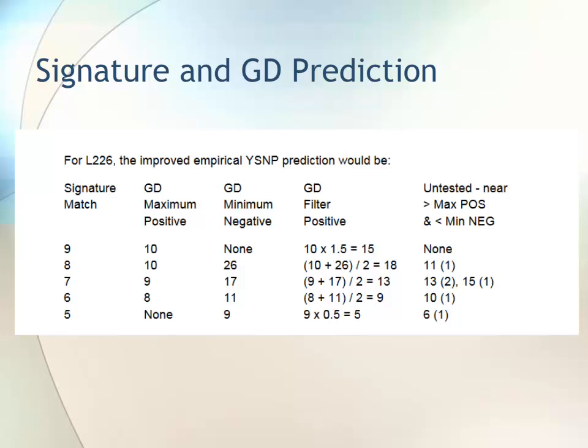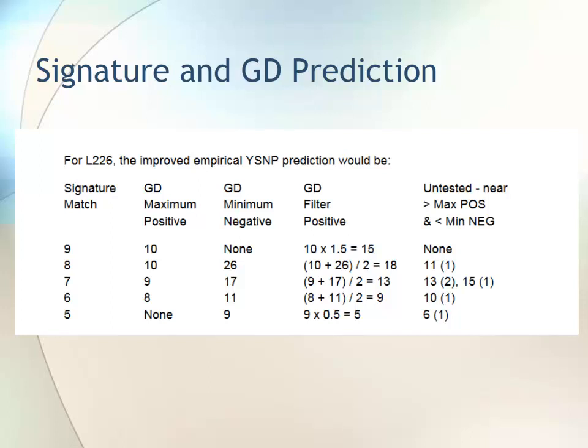The second column is the maximum genetic distance to test positive for each of the signature matches. So at a signature match of 9, the highest to test positive to date is 10, and then the other values. And at 5, nobody has tested positive to date, so it has none there.